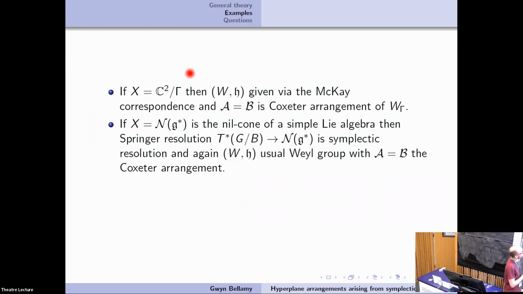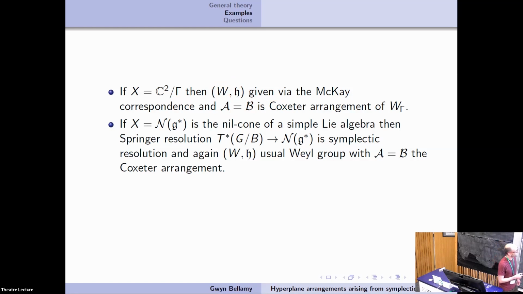Okay, so we go back to the first example we had. If we just take a Kleinian singularity, then of course there's naturally a Weyl group and a Cartan space associated with the McKay correspondence, and this is what you get when you run this machinery. So nothing new there. That only gives you, of course, ADE Weyl groups.